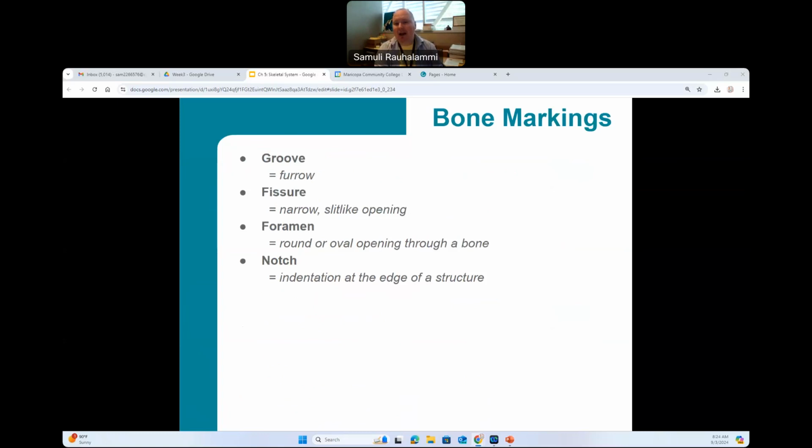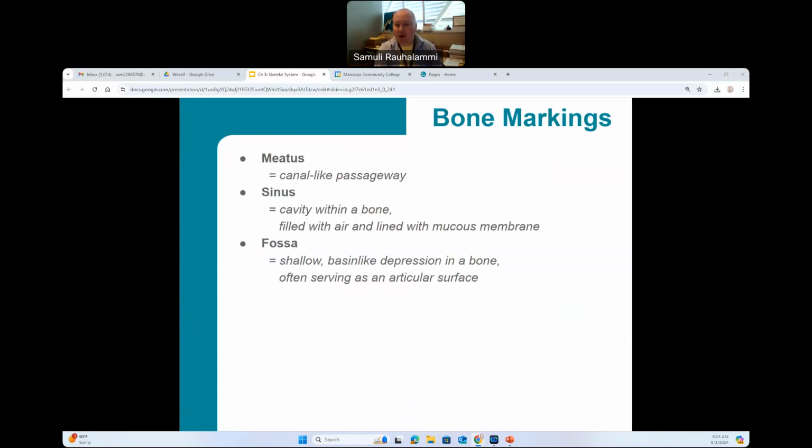And here I have a selection of terms that relate to depressions and openings. These are really for passage of blood vessels and nerves, especially, that we're seeing listed here. I have a few other depressions on this slide. Again, I'll let you study them independently, and we'll revisit these as we review the individual bones.